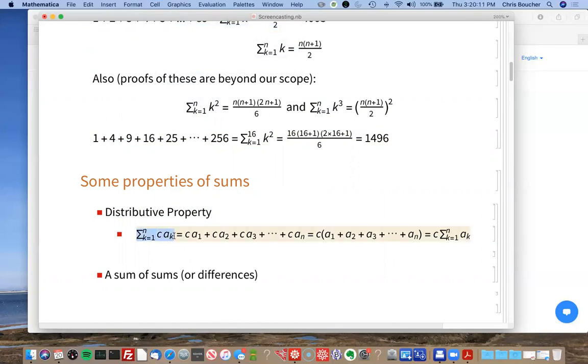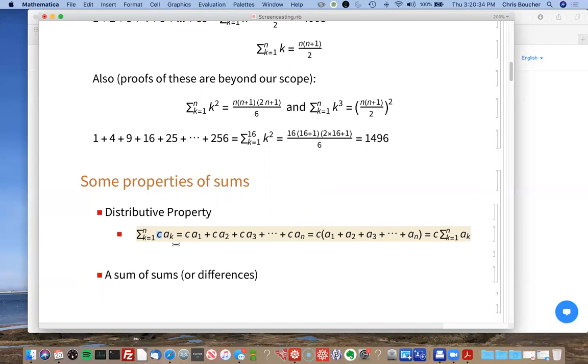If I have a sum like this, so notice here, counter is k, goes from 1 to n, and a sub k just represents some generic formula with a k in it. Could be anything, k squared, 1 over k, 3k minus 1, right? We've seen a few examples. C is a constant, just a number. You'll notice that there's no k anywhere in C.